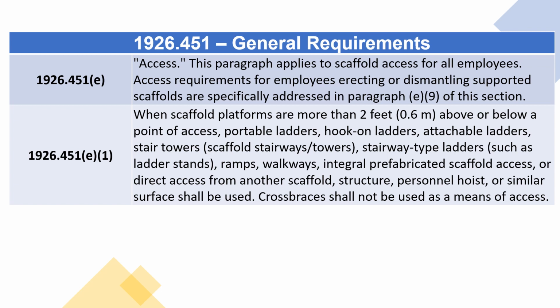1926.451(e)(1). When scaffold platforms are more than 2 feet (0.6 meters) above or below a point of access, portable ladders, hook-on ladders, attachable ladders, stair towers, scaffold stairway/towers, stairway-type ladders such as ladder stands, ramps, walkways, integral prefabricated scaffold access, or direct access from another scaffold, structure, personnel hoist, or similar surface shall be used. Crossbraces shall not be used as a means of access.